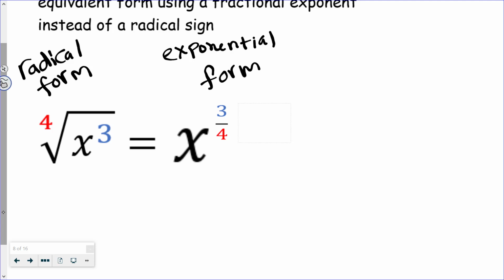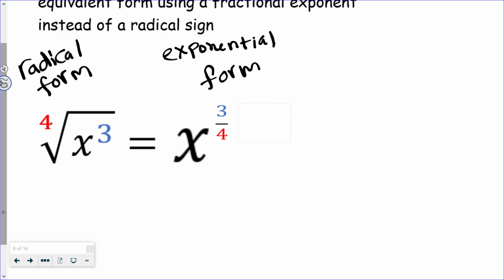Trust me, this is very, very easy stuff. It really is. Radical form, exponential form. We could go back and forth between the two forms. We could go from radical form to exponential form, or we could go from exponential form to radical form.